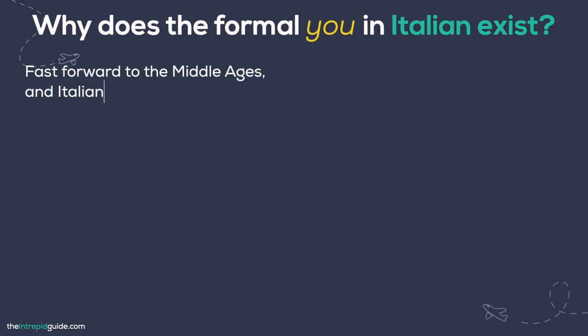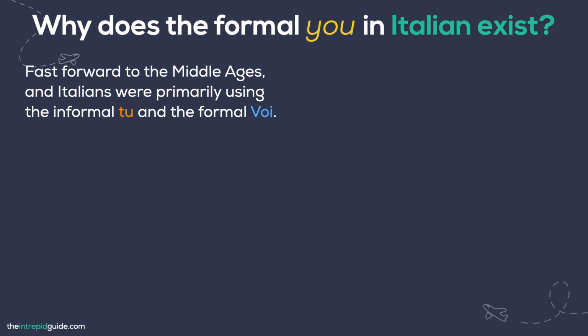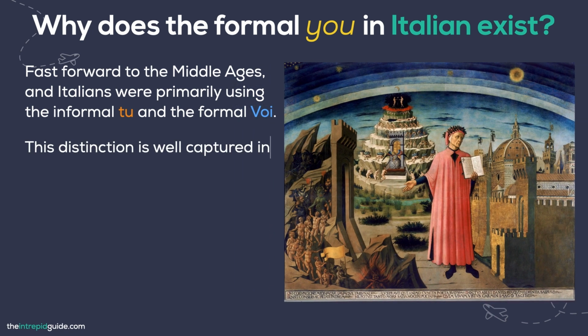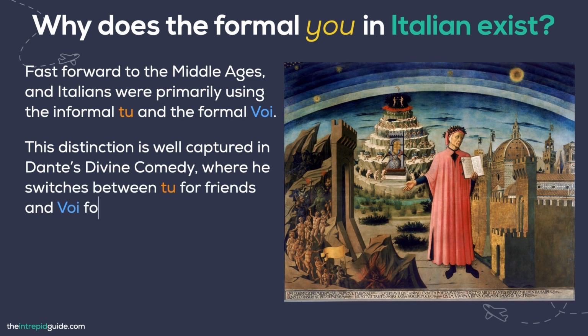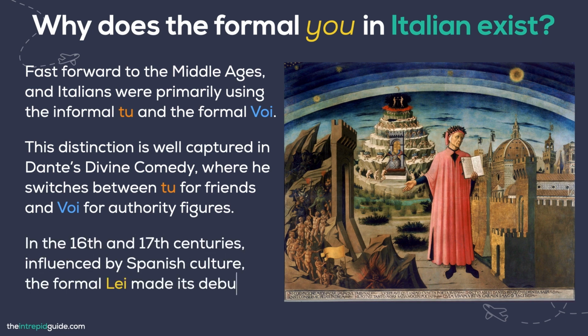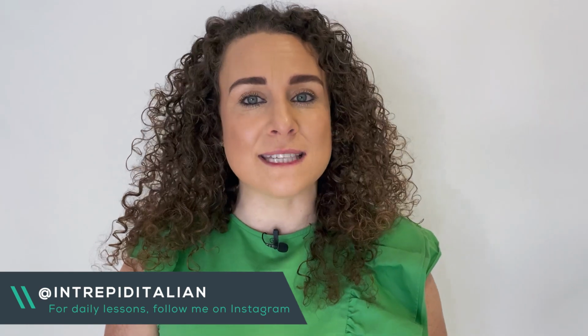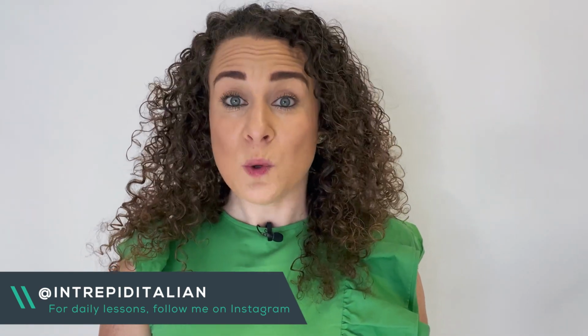Fast forward to the Middle Ages, and the Italians were primarily using the informal tu and the formal voi. This distinction is well captured in Dante's Divine Comedy, where he switches between tu for friends and voi for authority figures. Then in the 16th and 17th centuries, influenced by Spanish culture, the formal lei made its debut. The Spanish had this neat way of using the third person singular as a polite form, which Italians adopted, making lei the preferred method for conveying respect.